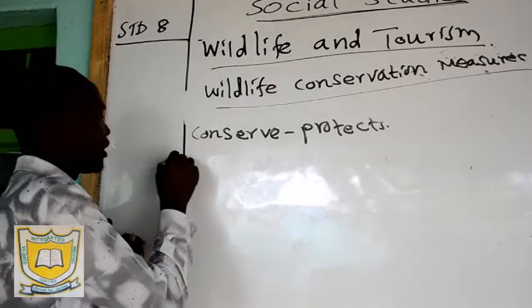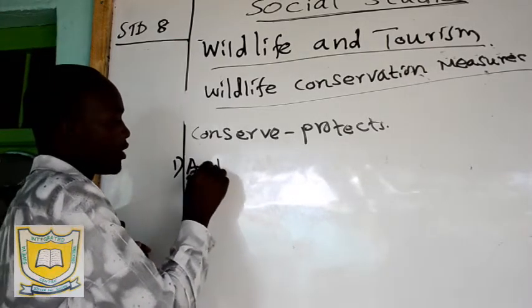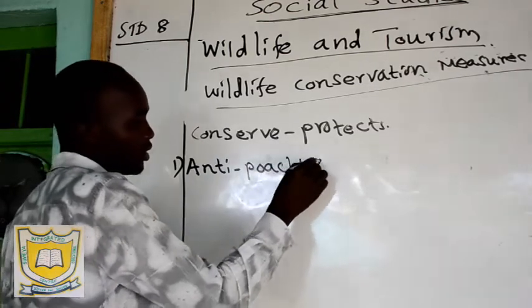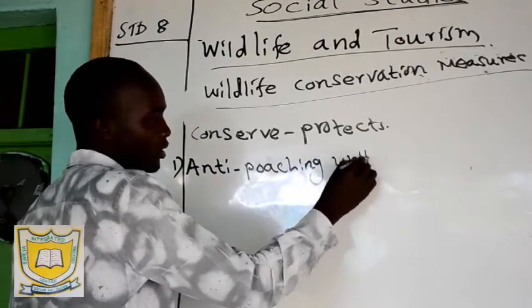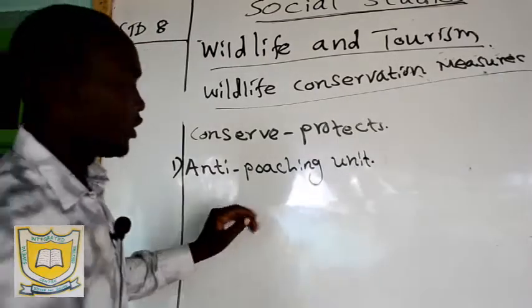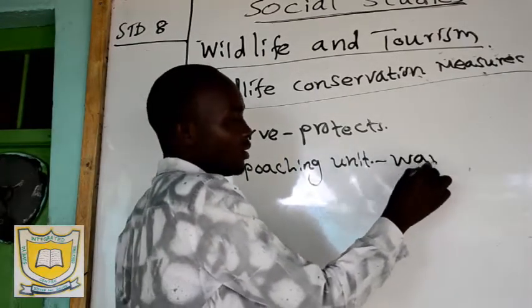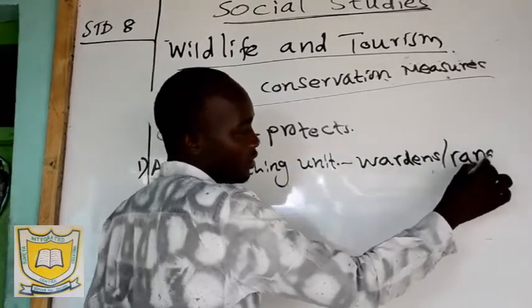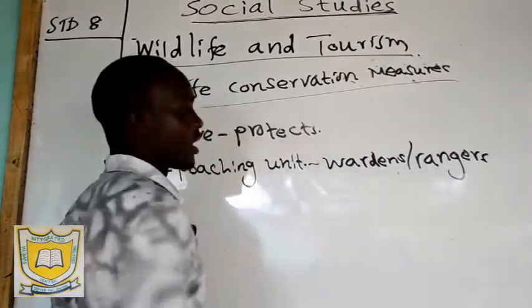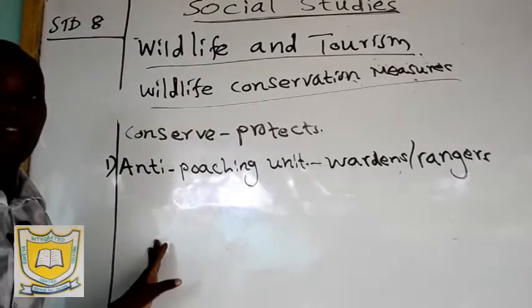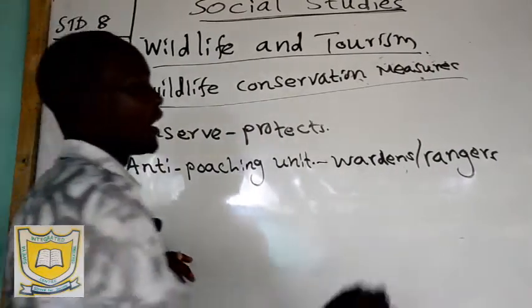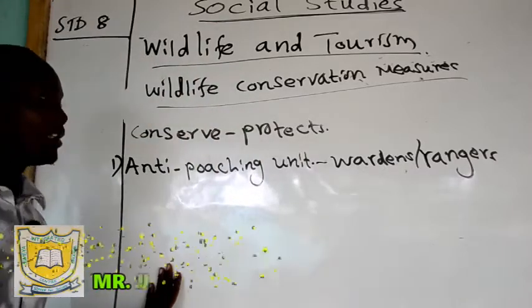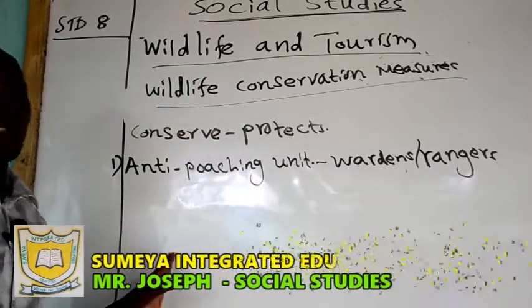Number one, we have what we call the establishment of the anti-poaching unit. The anti-poaching unit are police. We call them wardens, or we call them rangers. These are the police who take care of the animals in the park. If you are found killing wildlife, then you may be arrested and taken to court where you will be charged according to the law.